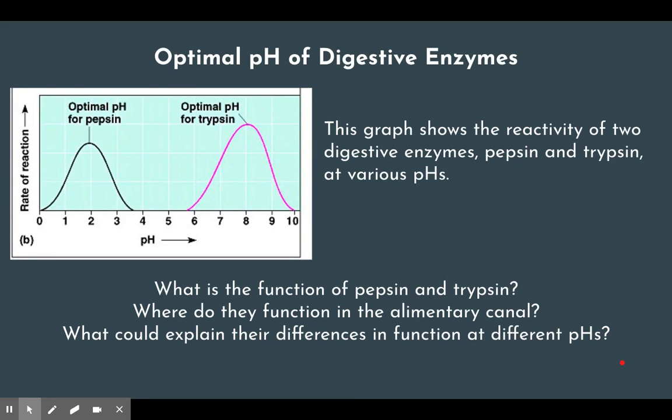So now it's your turn. Take a look at this graph. Try to analyze this data here. It's showing you the ideal pH curves for two enzymes that both digest proteins.